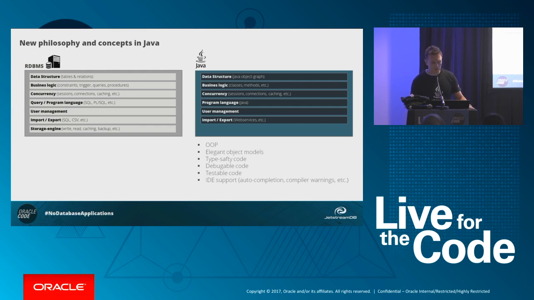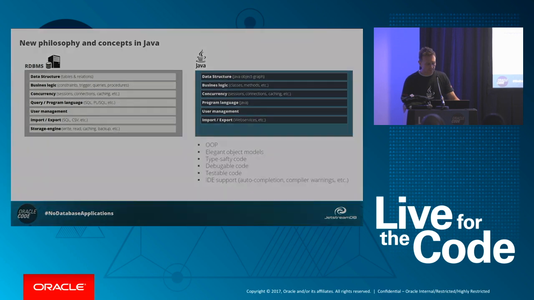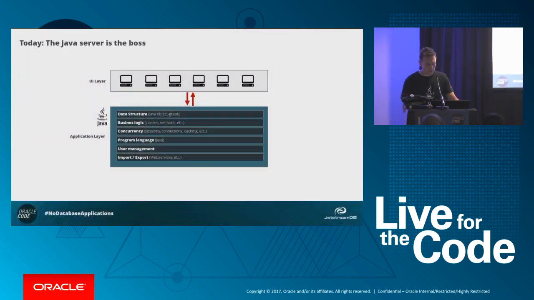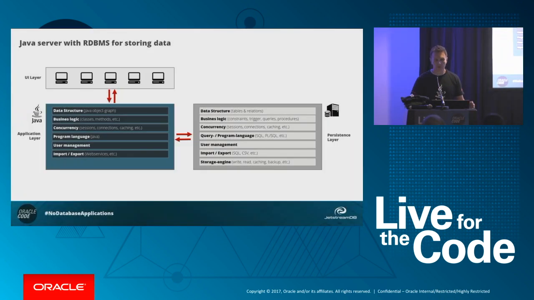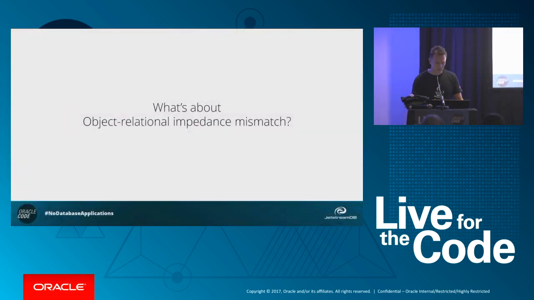So you have a lot of competing technologies. And so today, the Java server is the boss, but the only thing missing in Java is a storage function, a function for storing data. And so we had the idea of choosing a database server for storing data, and this is the reason why we have now a three-tier architecture with Java and a database server in the backend, and with a lot of computing concepts. But the problem is Java and databases are not compatible.